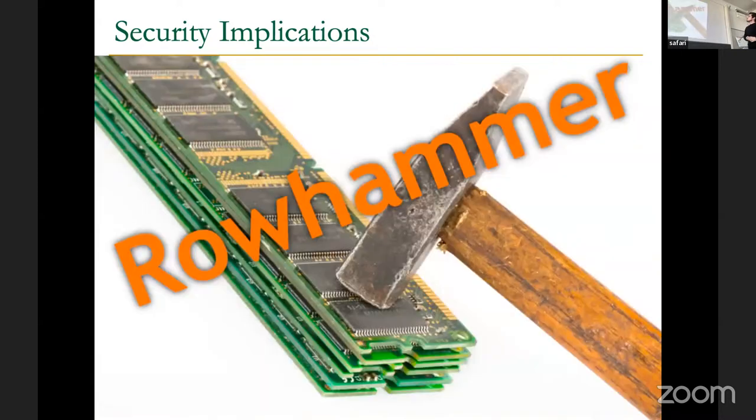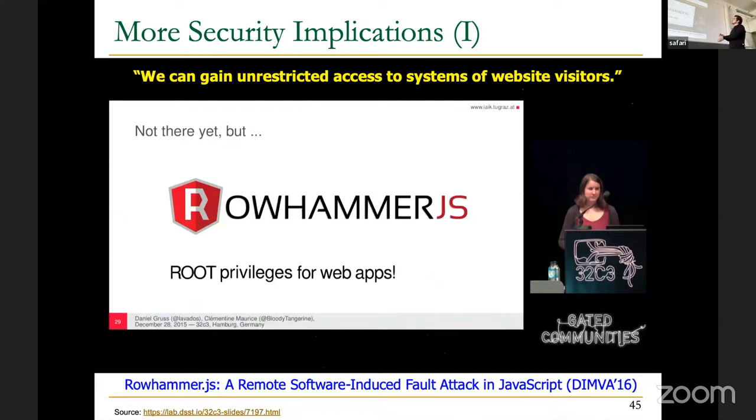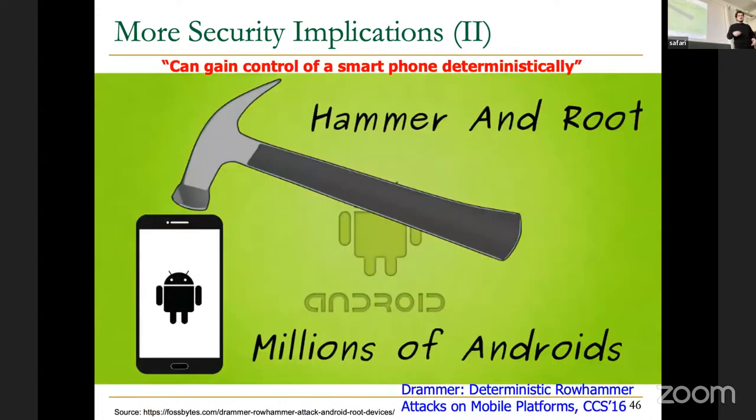All right. I think these are coverage from magazines, like the quotes. It's like breaking into an apartment by repeatedly slamming a neighbor's door until the vibrations open the door you were after. And basically, I'm flashing you some security implications from different security venues. This is one paper that was published, I don't exactly remember, in 2016. Basically, the idea is you can induce these bit flips from a JavaScript program running in a browser. And then another paper showed that you can generate these bit flips deterministically in Android phones, and you can gain root privileges.